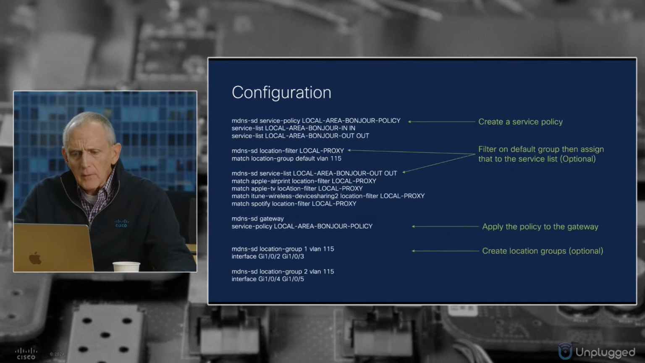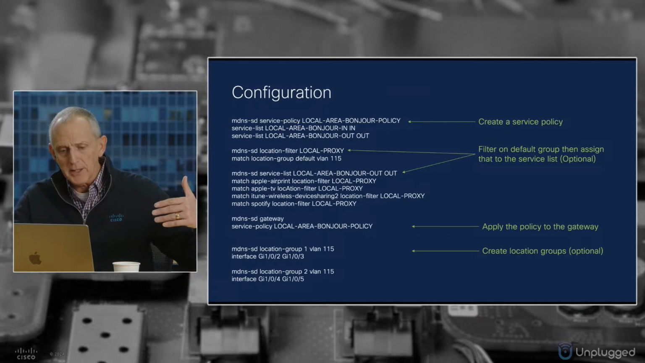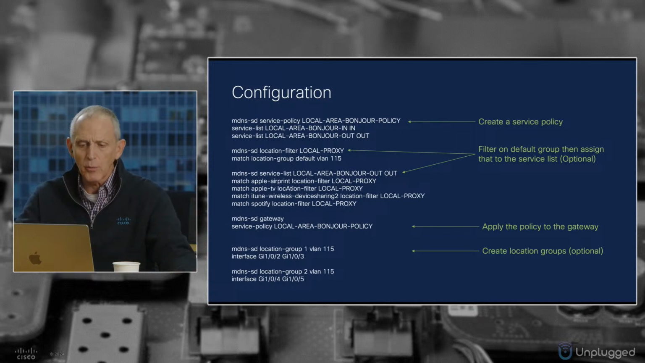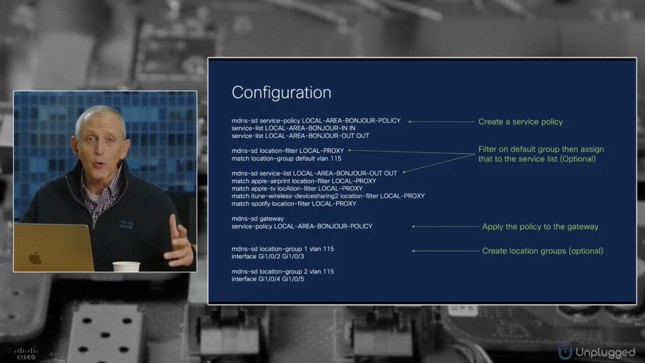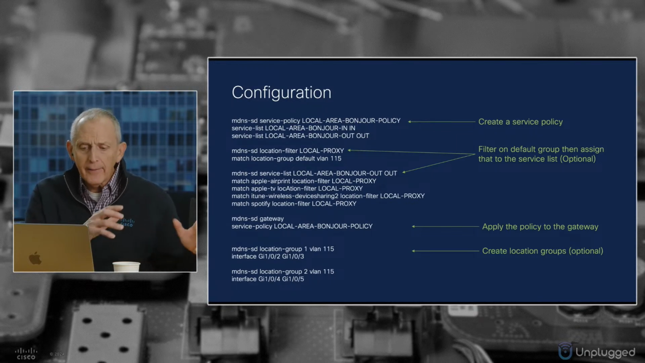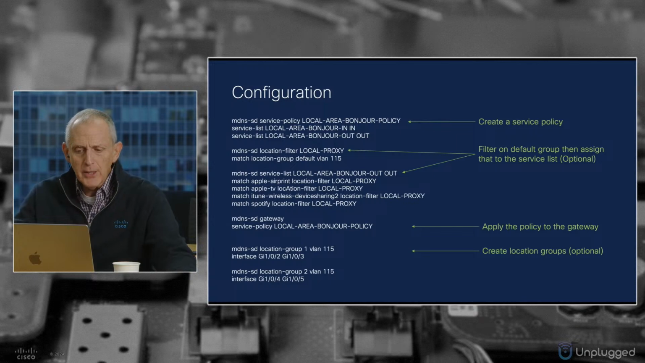All right. Now I can also create, after you create those service lists, a service policy. That's where we take those particular service lists, and then ultimately we're going to apply those service policies to the gateway itself, right? So you can see down here where we apply the policy to the gateway. Now, one of the things I did here, and these are kind of optional, depends on what you're doing, comes back to how granular do you want to get. In this particular case, you can see there's a location filter. It's called local proxy, and we're matching VLAN 115.